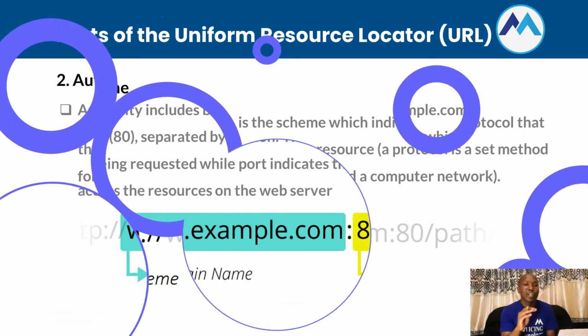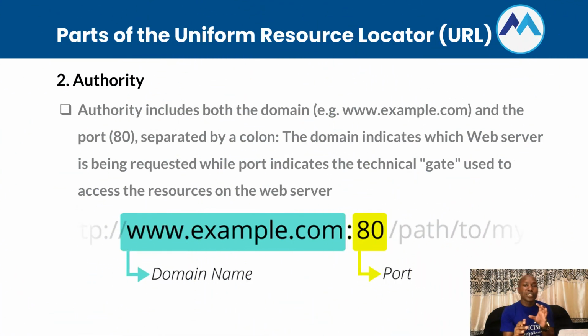The second part of a URL is the authority, which is separated from the scheme by the character pattern ://. If present, the authority includes both the domain, e.g. www.example.com, and the port, that's 80, separated by a colon. The domain indicates which web server is being requested. Then the port indicates the technical gate, in quotes, used to access the resources on the web server.